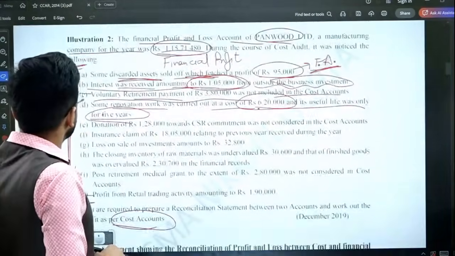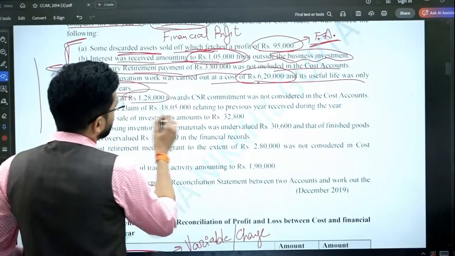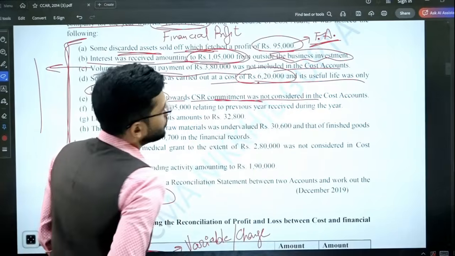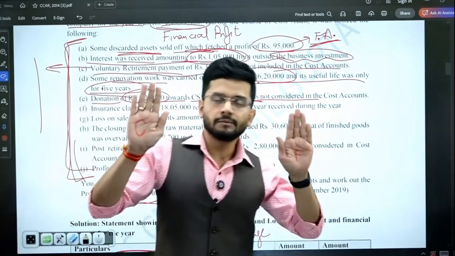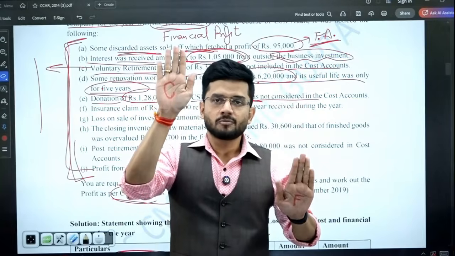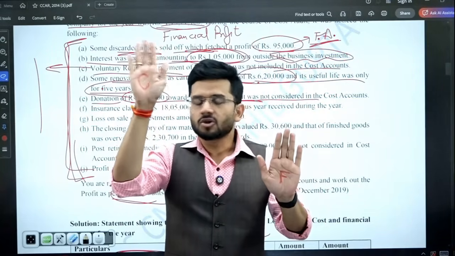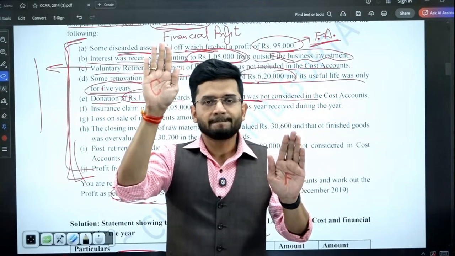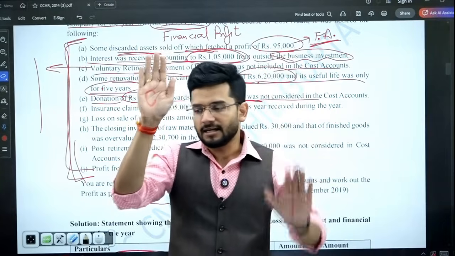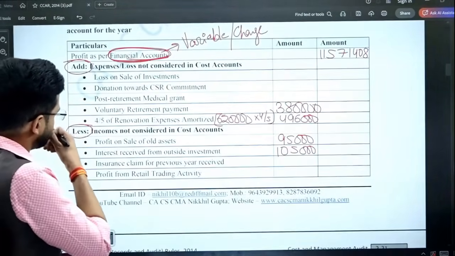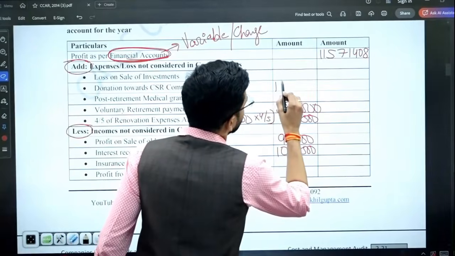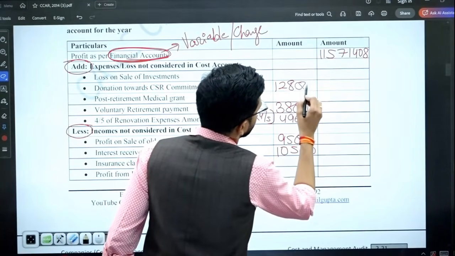Next adjustment is donation of 1,20,000 towards CSR commitment was not considered in the cost accounts. So there was a donation, CSR commitment. Okay, it reduced my financial profit. Financial profit was less, but in costing account it was not undertaken. So obviously what I'm going to do is add that amount. Add this donation amount. 1,20,000 will be added.